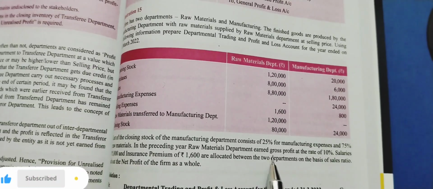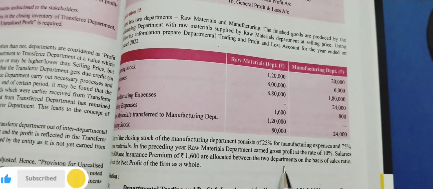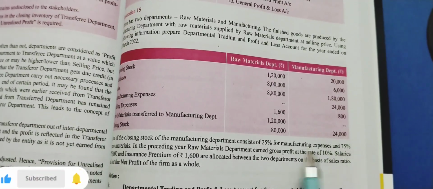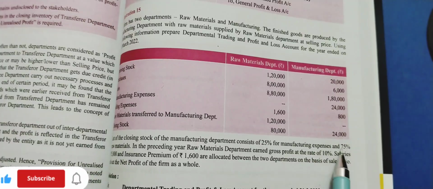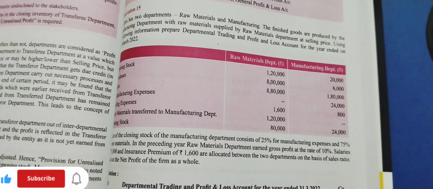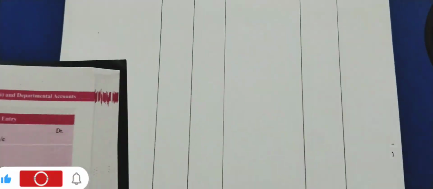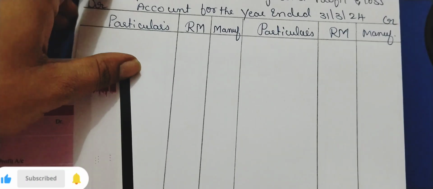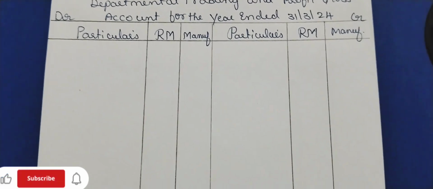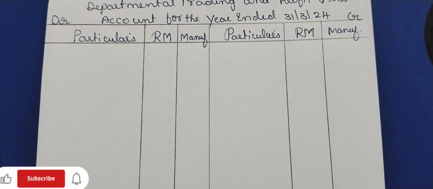And here we need to find out the value of stock reserve on the closing stock. Right. So for that we will consider these percentages. Based on these percentages, we are calculating the value of the stock reserve. Now let us prepare the first trading and profit and loss account. So here we are preparing departmental trading and profit and loss account for the year ended 31st March 2024.